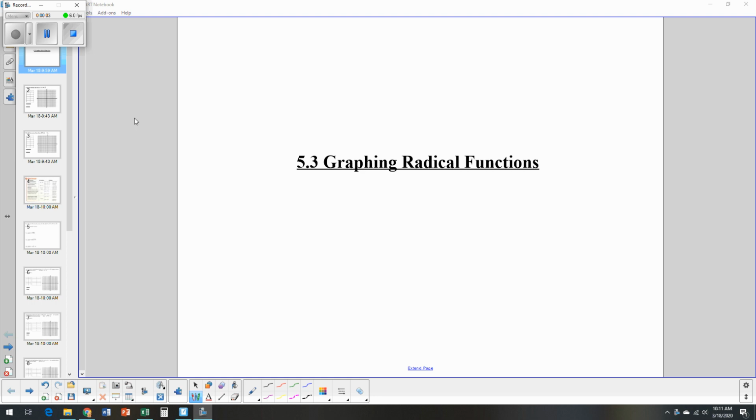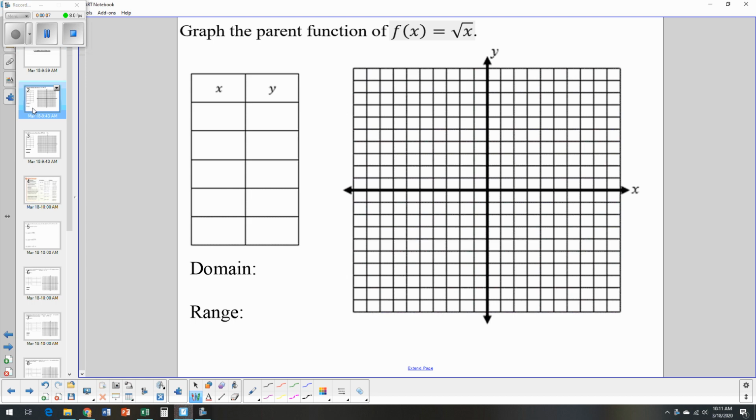This lesson is 5.3, Graphing Radical Functions. To start, we're going to talk about the parent functions. So we have radical functions, like this one is the square root of x, right? The radical x. And I could pick really any kind of numbers I want, but I'm probably going to want to pick perfect squares to make it easier.